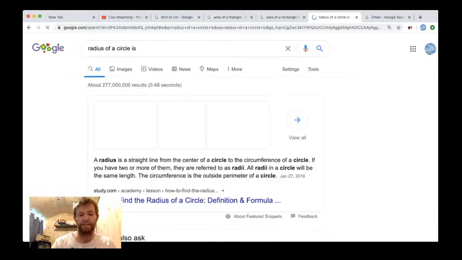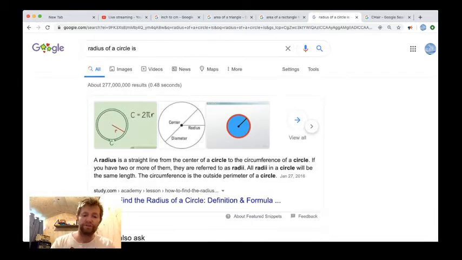Radius of a circle is from the middle of the circle to the edge. Or a good way of doing it is going from one side of the circle to the other side. That's called the diameter. Well, the radius is half of that. So let's say you have a circle that's this wide.